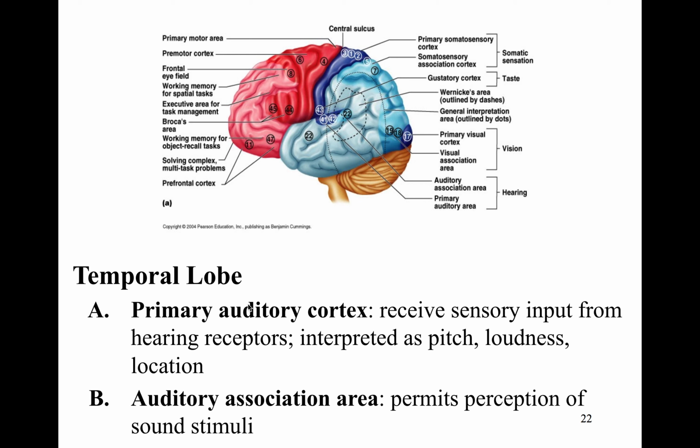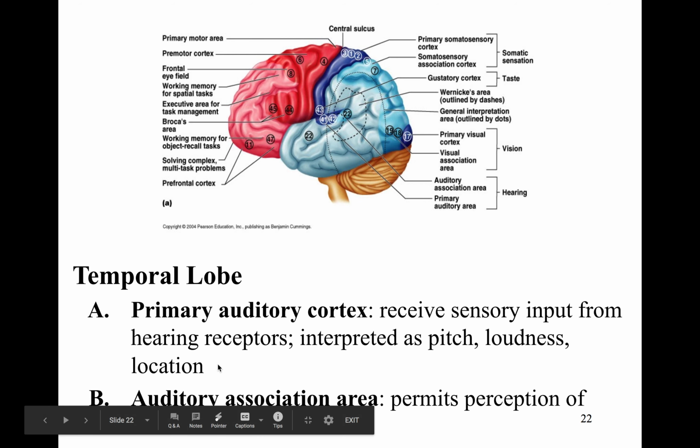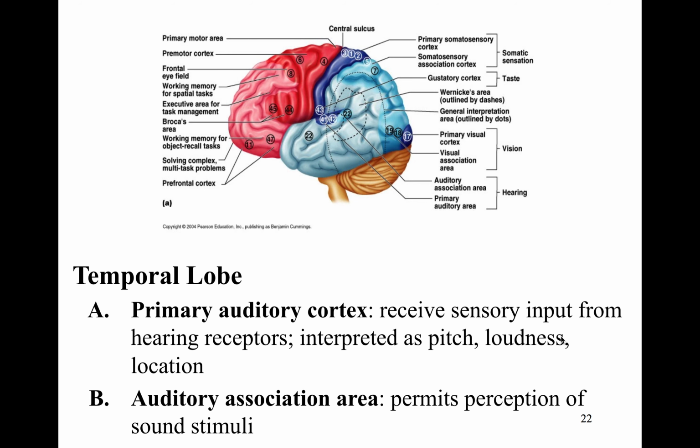The primary auditory cortex is going to receive sensory input from hearing receptors. It's going to interpret sounds as pitch, loudness, and location.